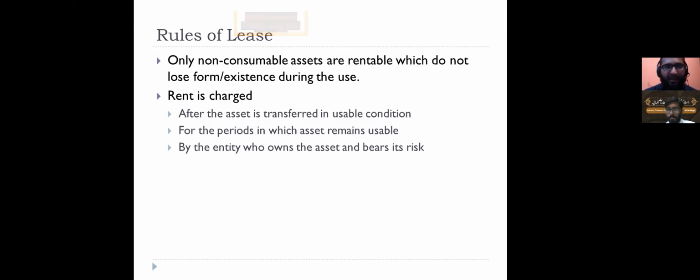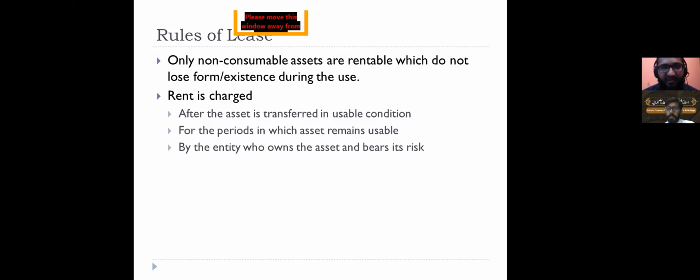And when rent is charged, it is important that rent can only be charged after the asset is transferred in usable condition by the lessor to the lessee. If the asset is not transferred in usable condition, then rent cannot be charged. So if, let's say, a car is booked, but it has not been possessed by the owner, the owner cannot lease that car to someone else and start charging rent until the asset is transferred in usable condition to the person who was asking for that asset on lease. So only when the asset is transferred in usable condition can the rent be charged.